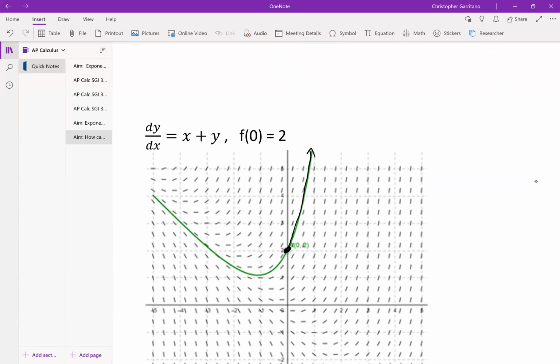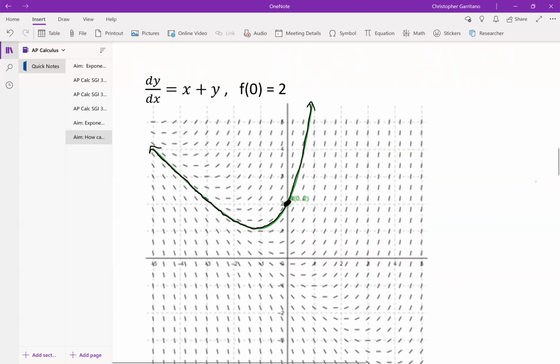The slopes tell me the direction that the curve is pointing. Now, as I move to the left of the known point, at first the slopes are pointing down, and then notice the slopes start to flatten out a bit, and then they start heading up and to the left. And so that's why our particular solution might look something like this. Okay, so there you have it. That is the idea behind a slope field.